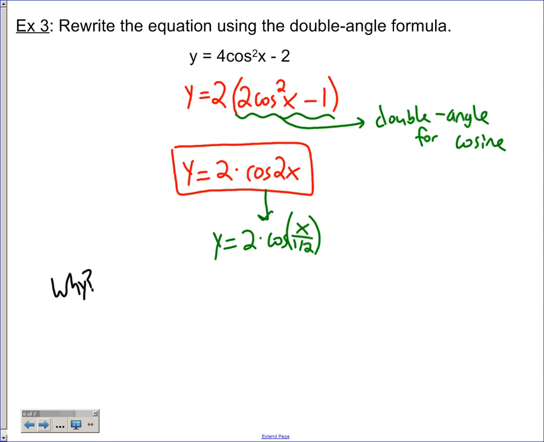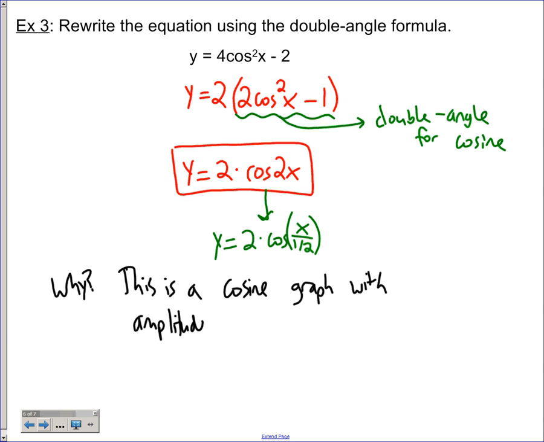So why do we do this? Well, we recognize this as a cosine graph with amplitude of 2. So it's stretched vertically by a factor of 2, with that 2 multiplying out in front. And period factor of 1/2, which would make the period pi instead of 2 pi. Therefore, we can easily graph it.